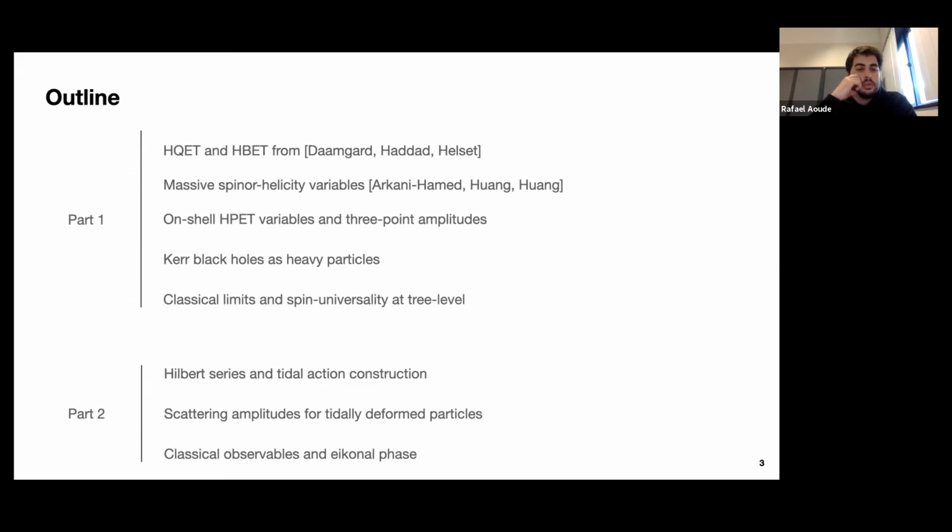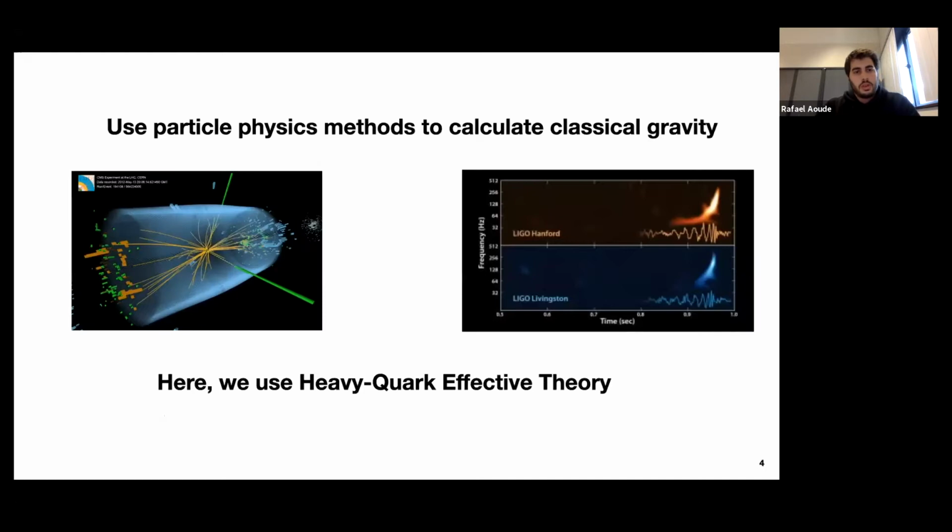And in the second part of the talk, we construct an action for the tidal effects of spinning particles. We calculate the scattering amplitudes and also some classical observables from the scattering amplitudes, the eikonal phase, and classical observables from the eikonal phase. So the motivation of this talk is that we want to use particle physics methods to calculate classical gravity, as we've been listening a lot in the previous week. And here we offer a different view, a new particle physics method to calculate classical gravity, which is the ideas of heavy quark effective theory.